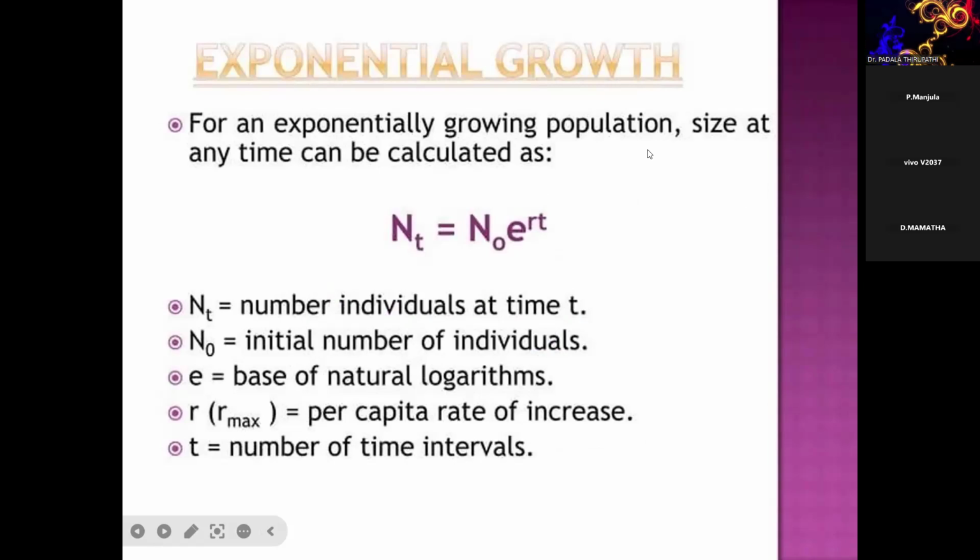For an exponentially growing population, the size at any time can be calculated as N_t = N_0 e^(rt). Here N_t is the number of individuals at time t, N_0 is the initial number of individuals, e is the base of the natural logarithm, r is the per capita rate of increase, and t is the number of time intervals. This is the mathematical equation to calculate exponential growth.